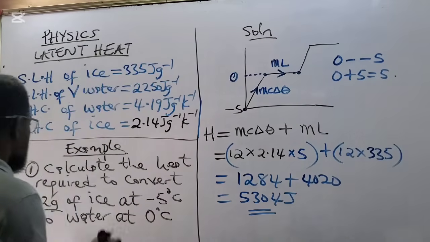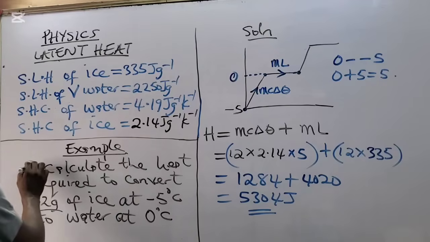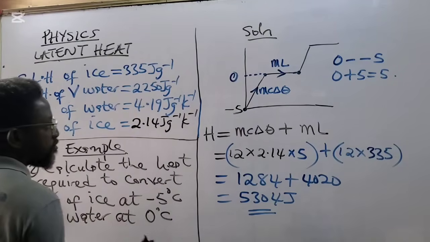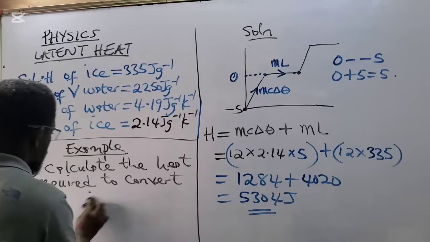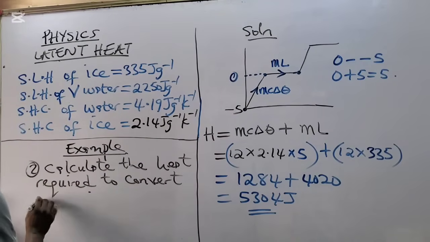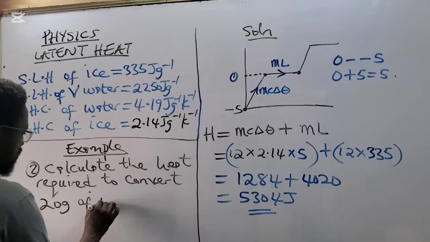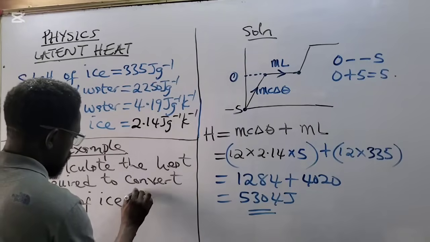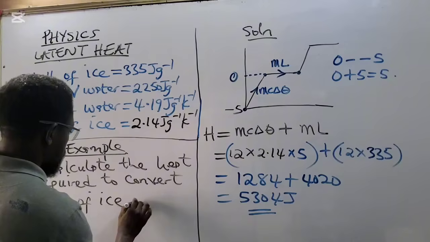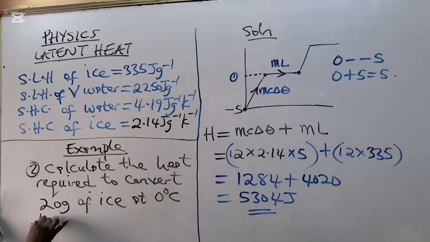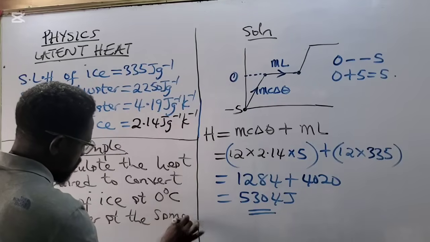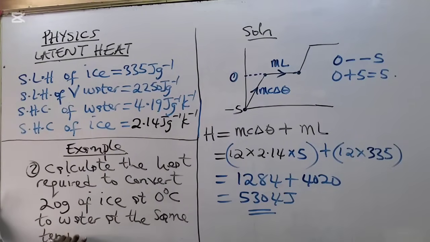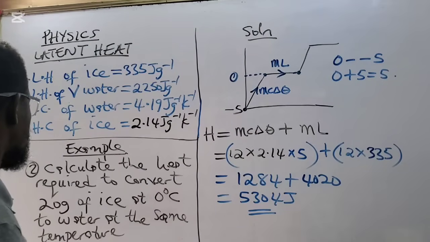Let's take another example. Calculate the heat required to convert 20 grams of ice at 0 degrees C to water at the same temperature.